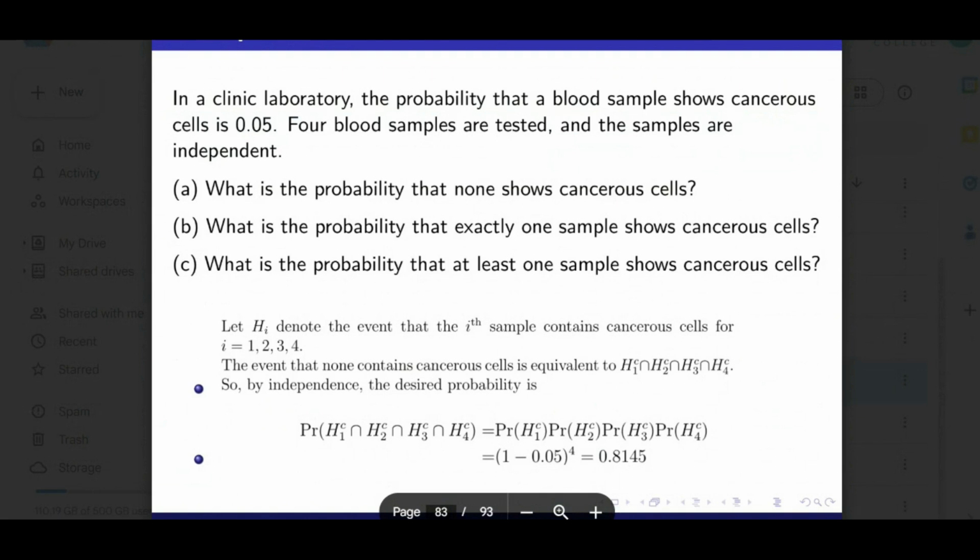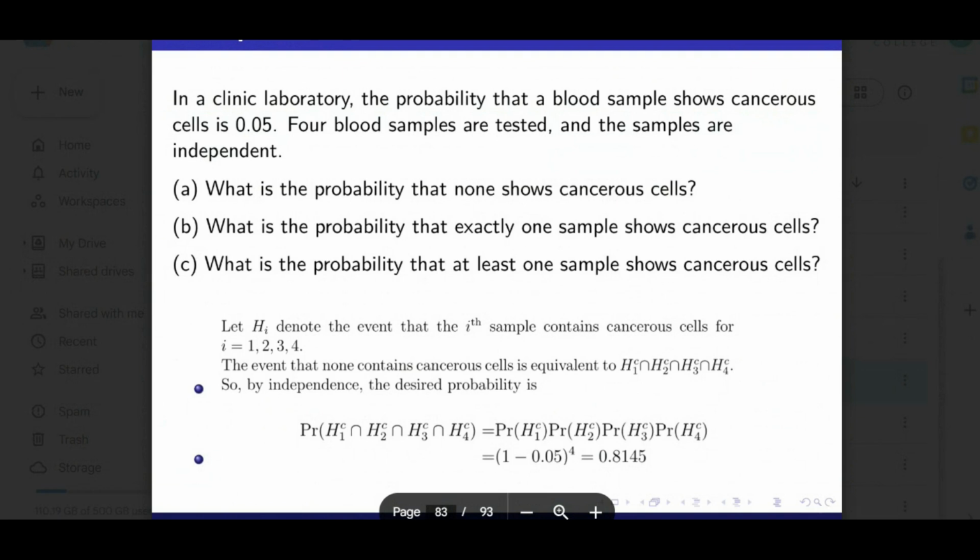Okay, let's do another one. What is the probability that exactly one has some cancer cells? Right. How would you do this? Remember, you're testing 4 blood samples. Exactly one has cancer cells. Then you describe what you would do to get the answer for this. Anyone want to try?